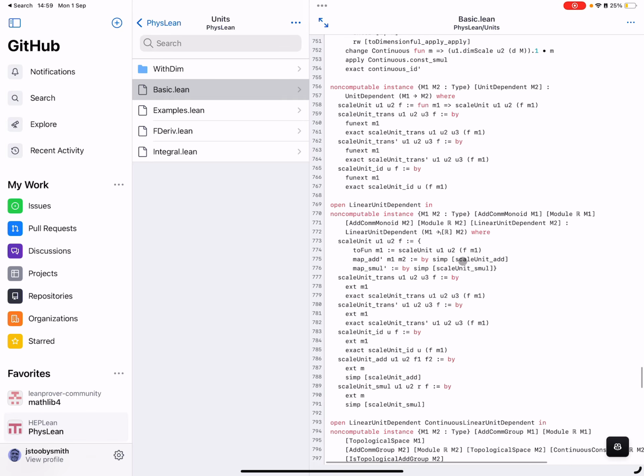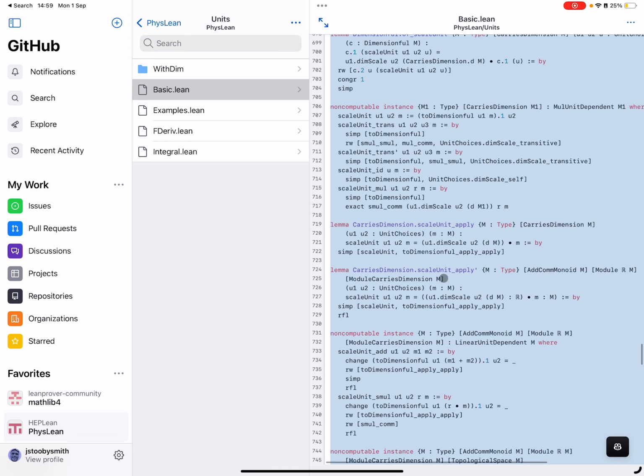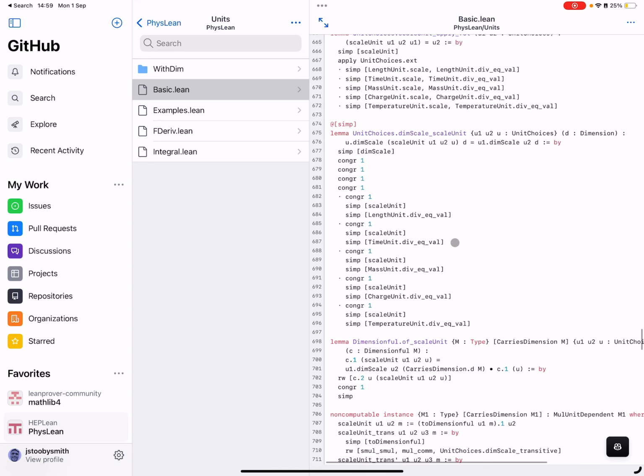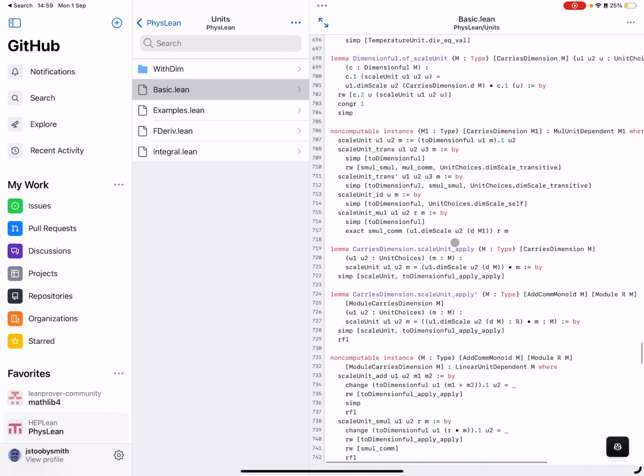And here, in this code, we're defining a bunch of instances of this unit dependence. So let me try and find the most basic one.